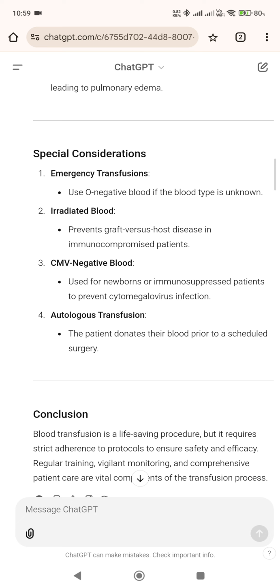Conclusion. Blood transfusion is a life-saving procedure, but it requires strict adherence to protocols to ensure safety and efficacy. Regular training, vigilant monitoring, and comprehensive patient care are vital components of the transfusion process.